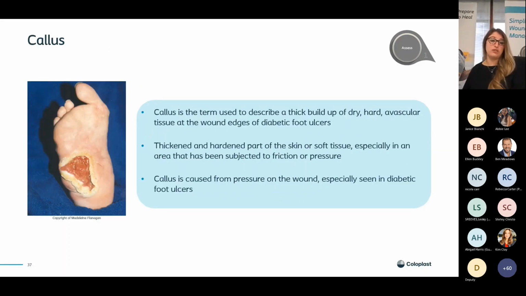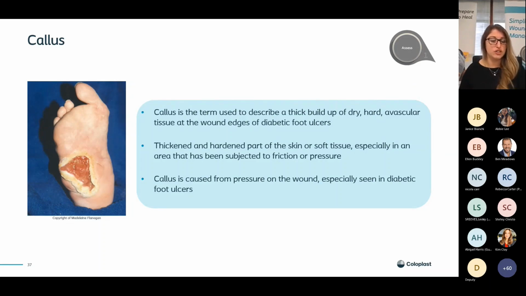Callus formation is what it says on the tin. It is a callus, a build-up of thick, dry, hard tissue at the wound edges, and often you will find callus formation on diabetic foot ulcers. It's a real thickened and hardened part of the skin, or around the soft tissues, especially in an area that's been subjected to friction or pressure.